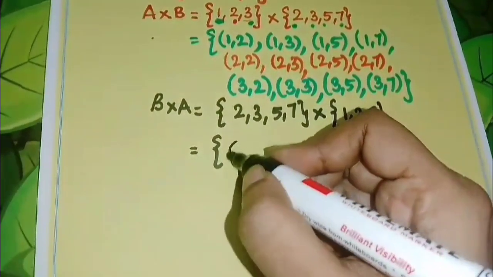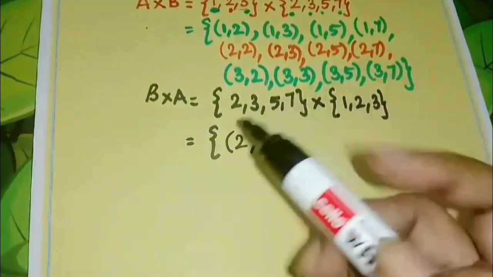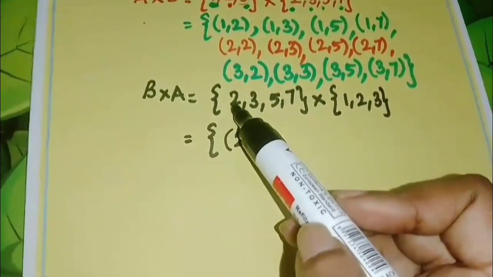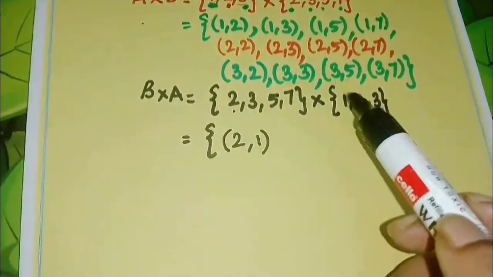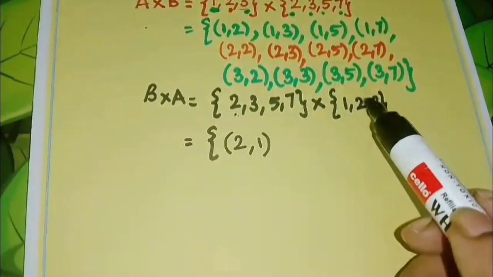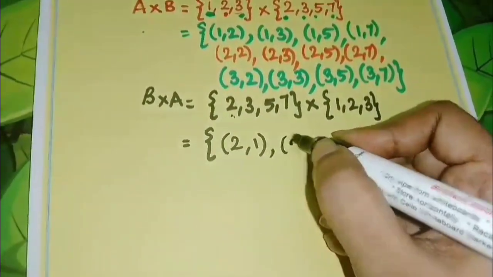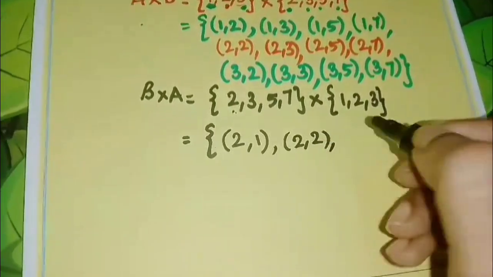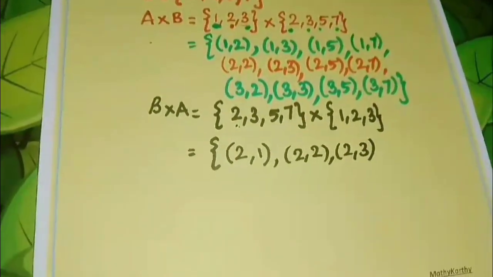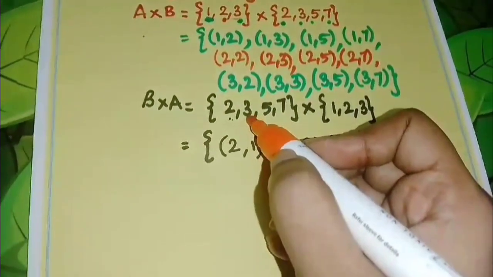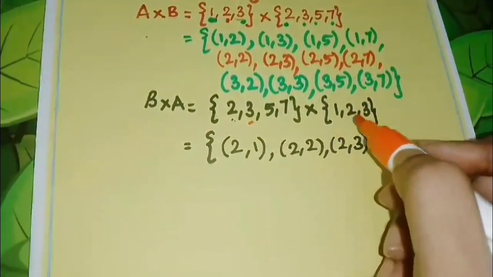So the first ordered pair is going to be (2, 1) because first we are going to form pairings with 2. So 2 will pair with 1, then 2 will pair with 2, then 2 will pair with 3. So our set of ordered pairs will be (2, 1), (2, 2) and (2, 3). Shall we go to the next one? The next element in our set B is 3. So it is going to pair with 1, 2 and 3.